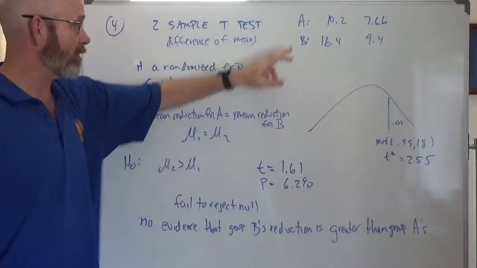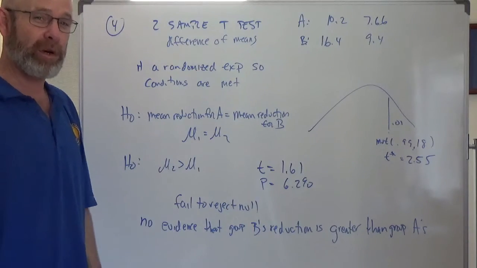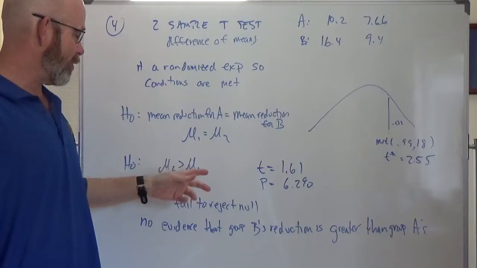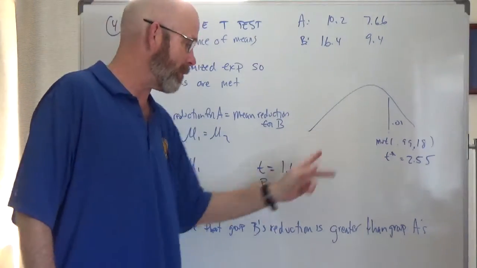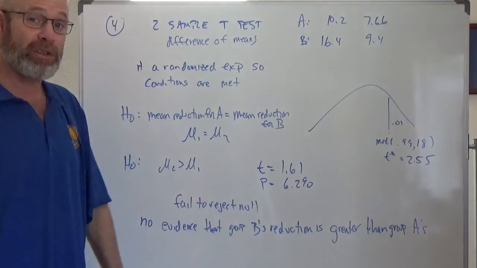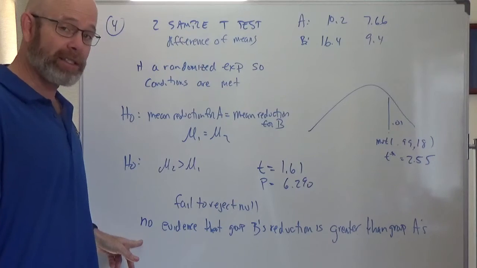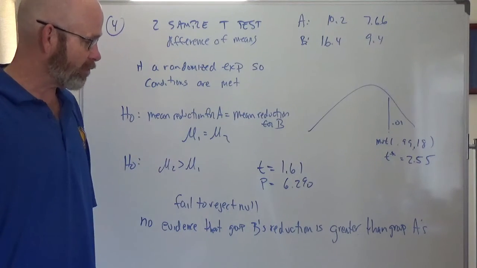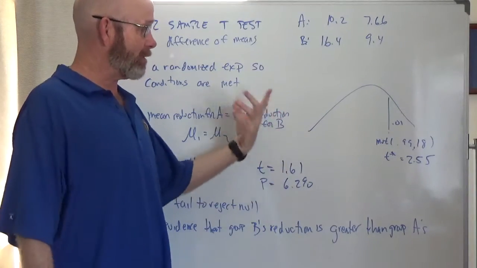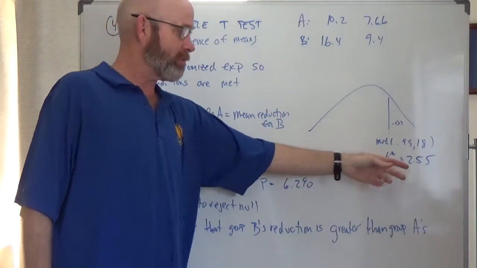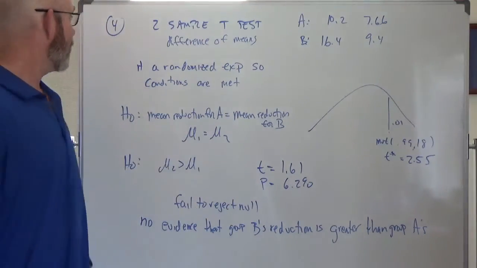I ran the test, just dumping those numbers into the 2-sample t-test. I got a test statistic of 1.61, a p-value of 6.2%. If you did yours less than, everything will be opposite, right? Negative, this will be the same. This would pop over here. We're going to fail to reject the null, which means there's no evidence that group B's reduction is greater than group A's. Even though it looks like it, and the main reason, right, is small sample size. If you had a bigger sample size, this would bump over this way, and you'd probably be at least closer, right? So anyway, that's the test.